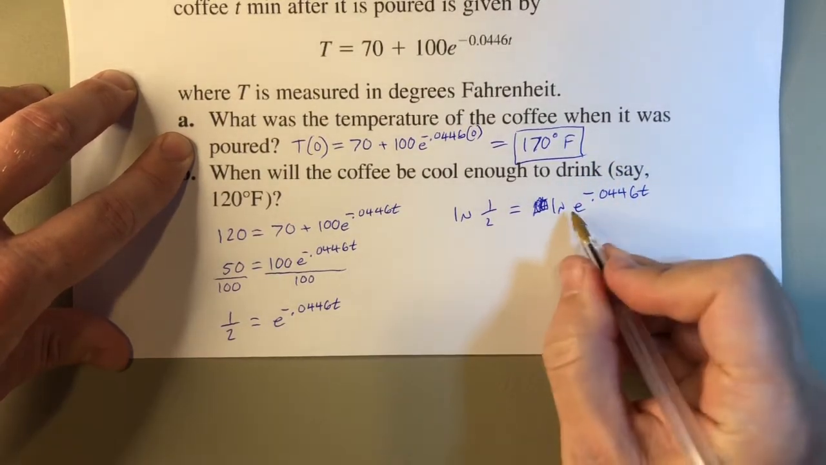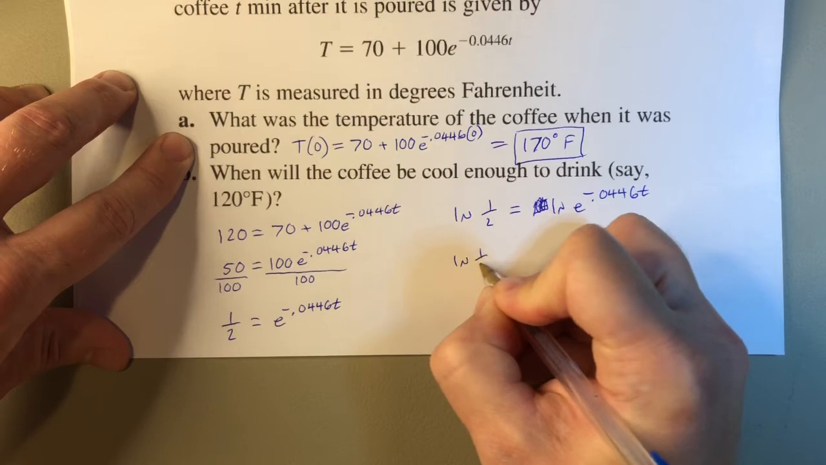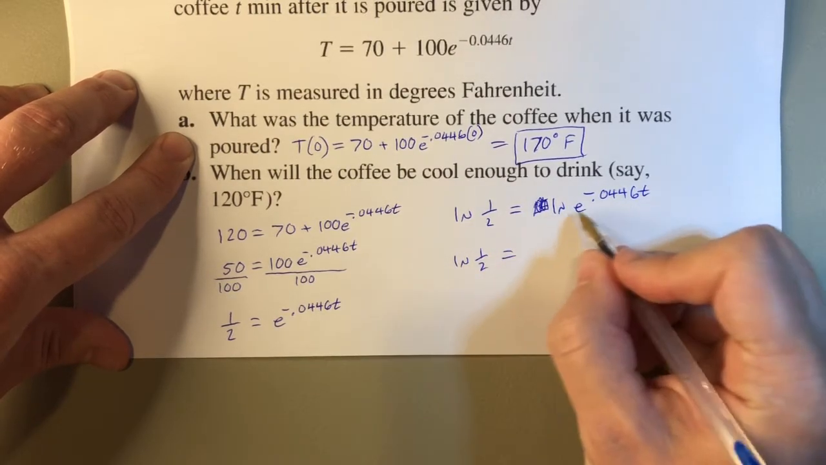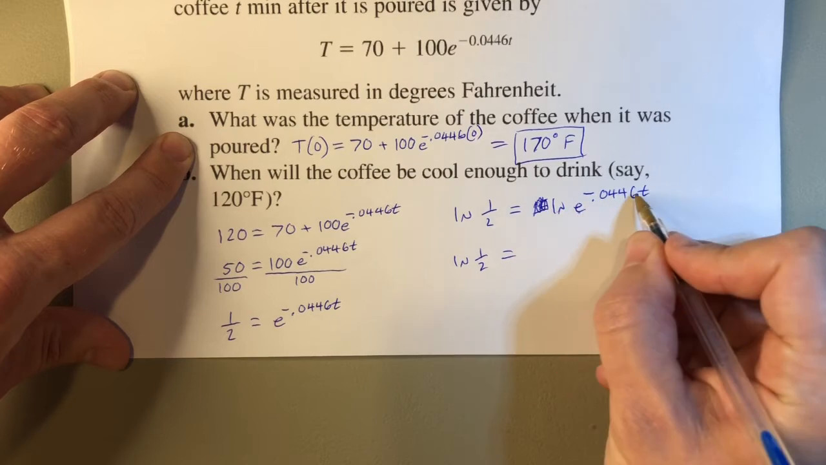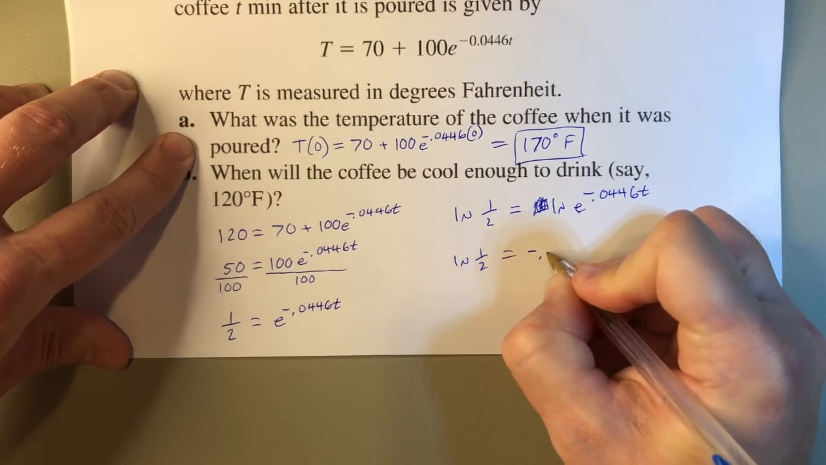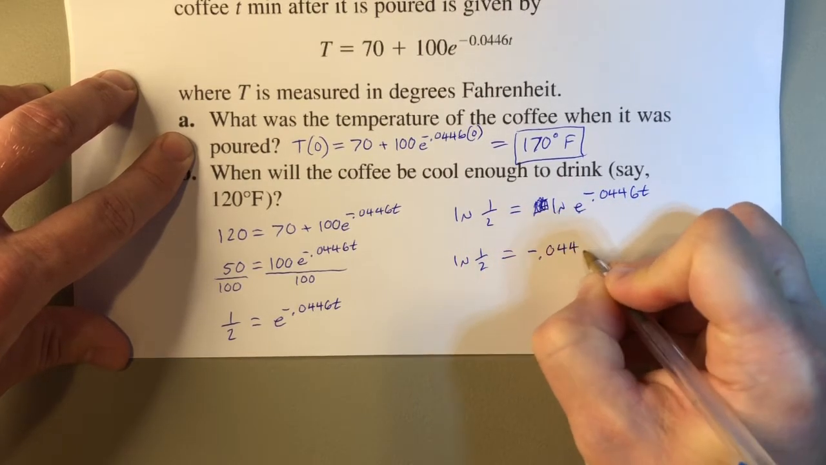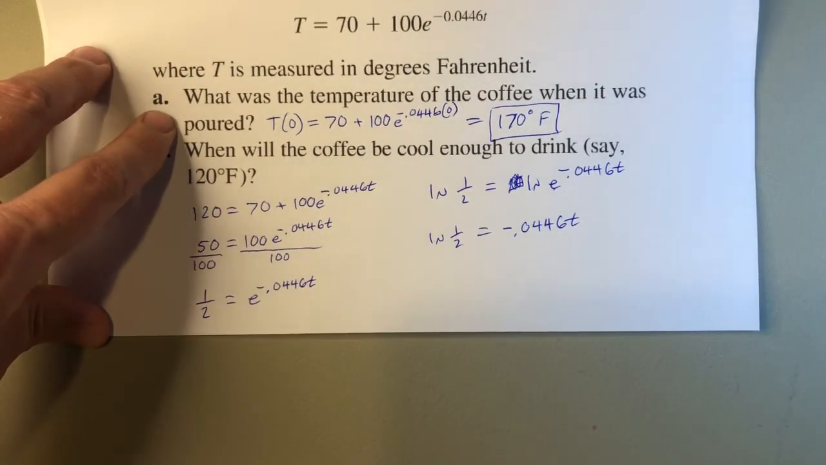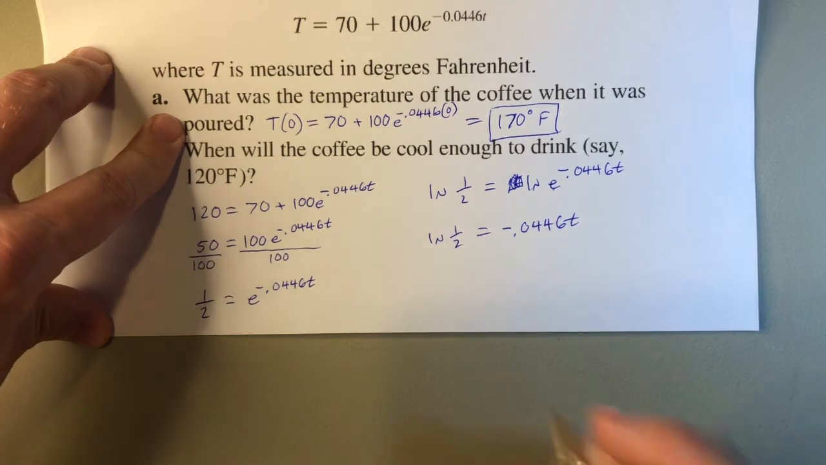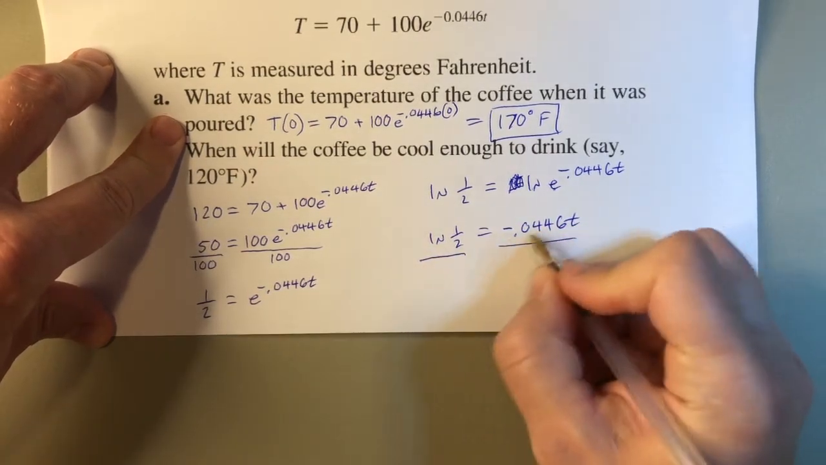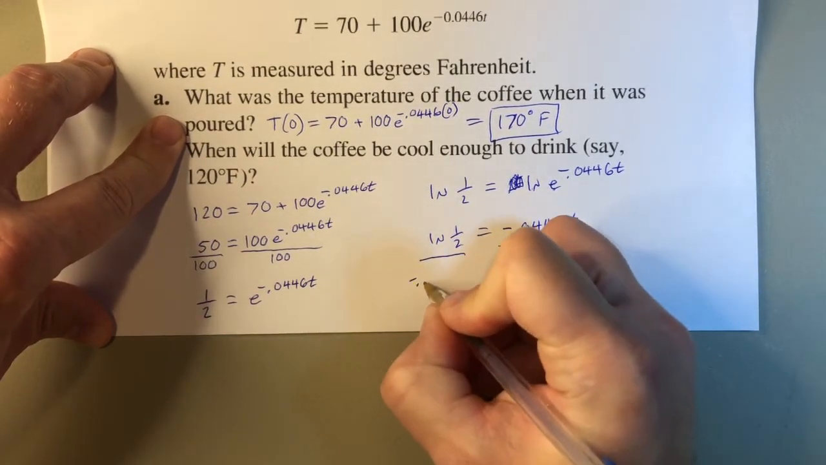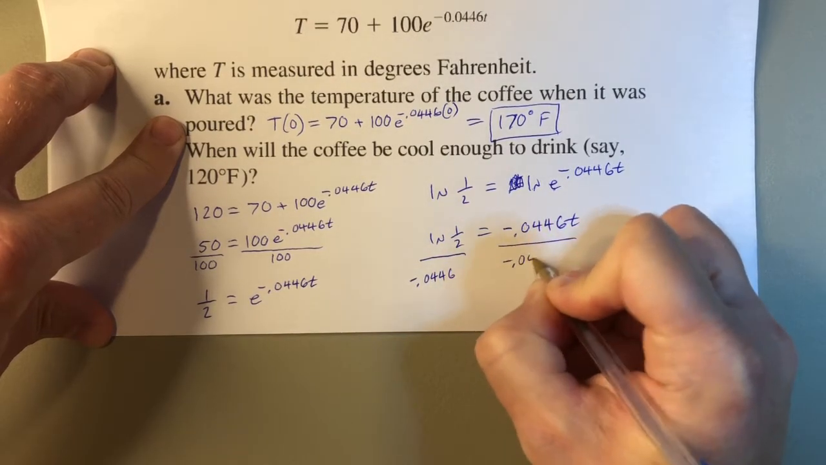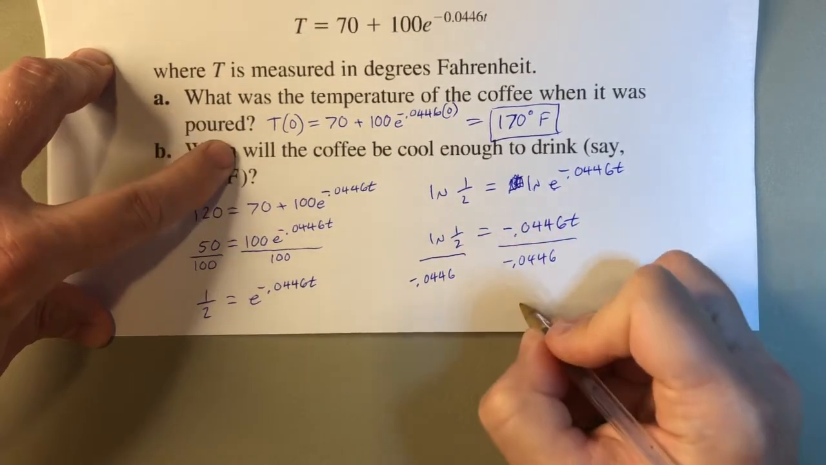Because when we do that, ln of 1/2 stays on the left for now. On the right, the ln of e to the anything is equal to that anything. You got to get that. Now it's just a matter of using our calculator to divide both sides by this coefficient of t to give us t alone.